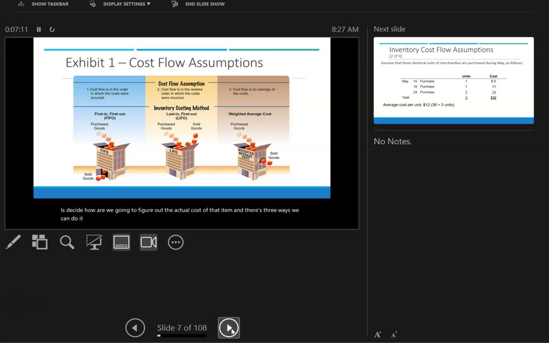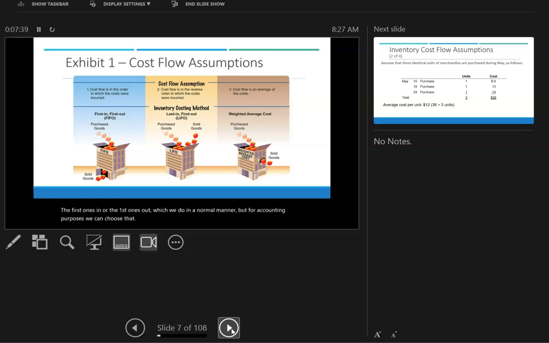We know for purposes of in and out, we try to sell and get out of our inventory the oldest ones first, right? But for purposes of accounting, we can choose one of three options. We can choose what we call FIFO, the first ones in, first ones out, which we do in a normal manner, but for accounting purposes, we can choose that.